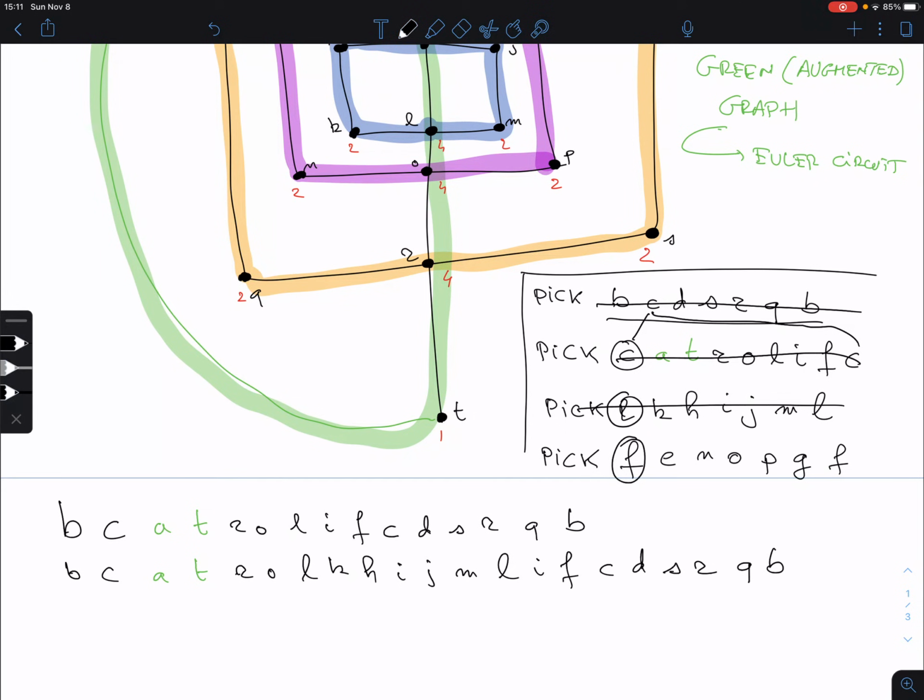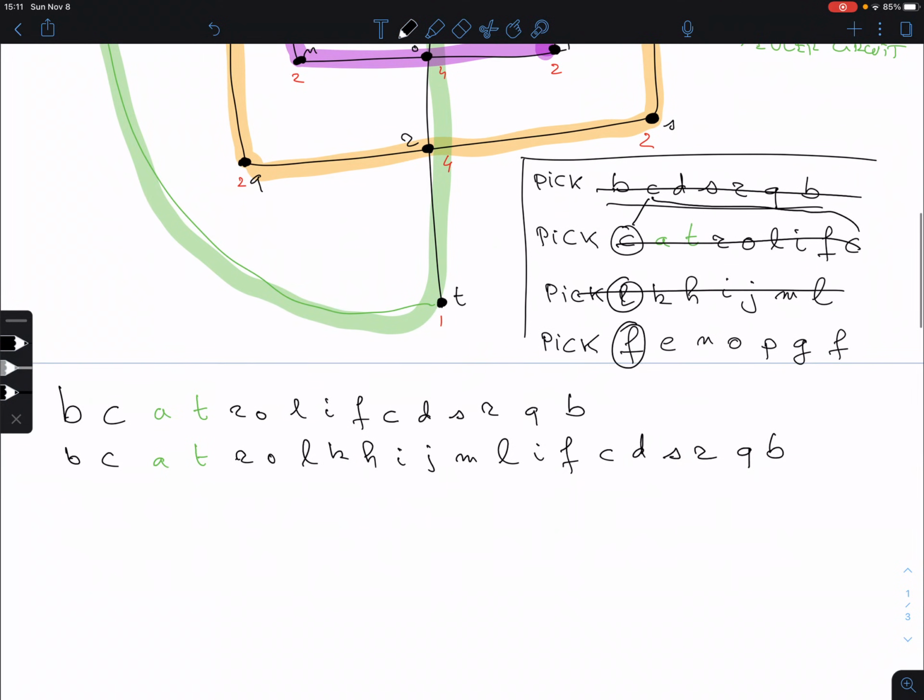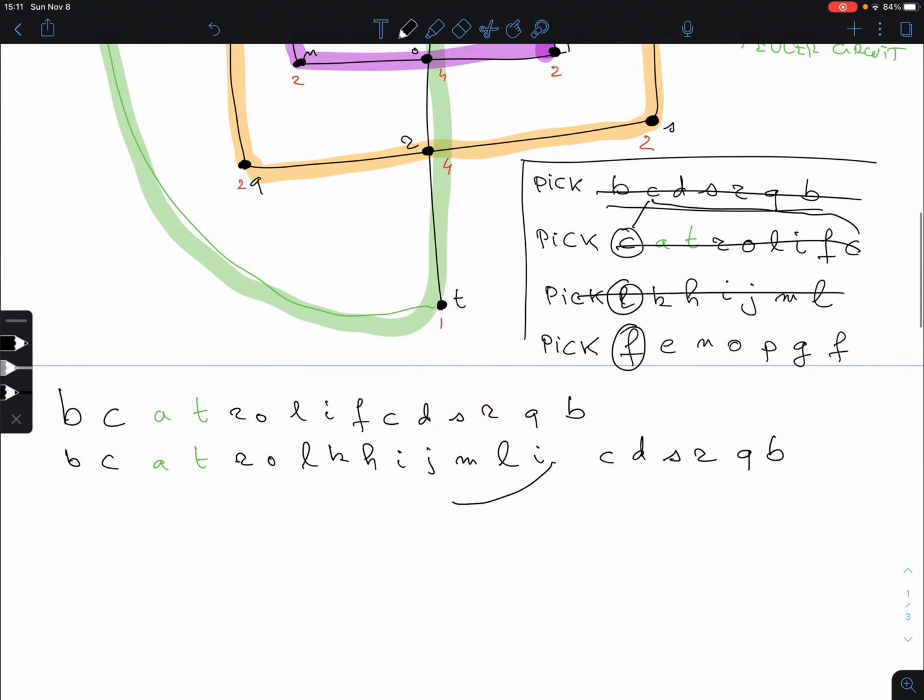I'm not going to copy this all the time, so I'm going to do a little cheating here, and I'm just going to squeeze it in. I'm going to say, okay, guys, this is what I do here: F, E, N, O, P, G, F. Okay, so we have now a circuit from B going to B.